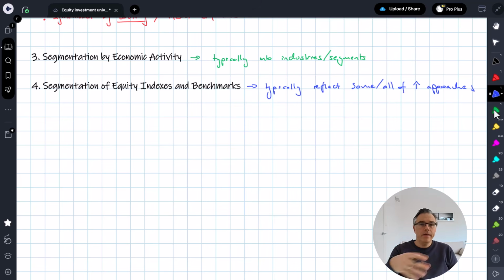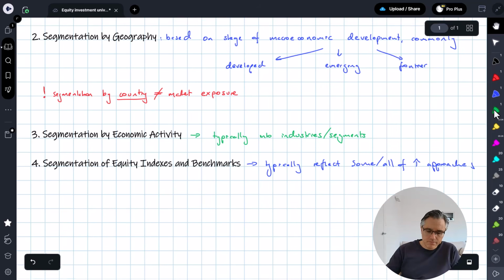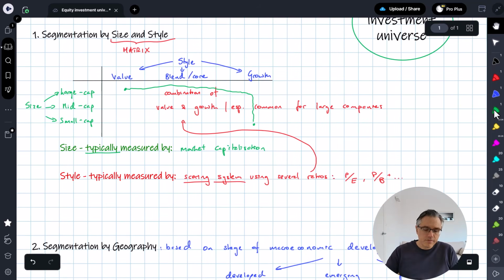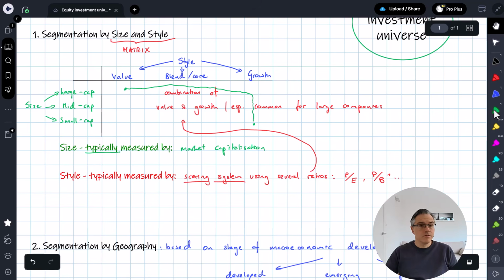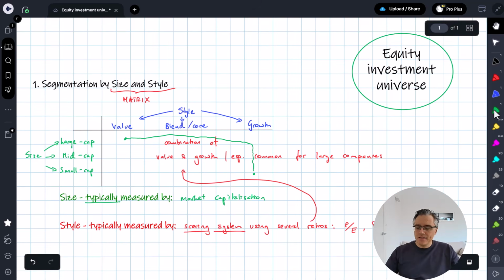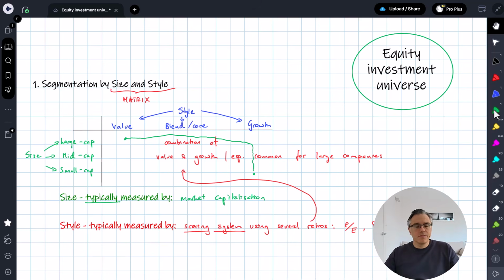That would be an index composed of companies that come from emerging markets, segmentation by geography. They are large cap, segmentation by size, and also growth companies, so an element of style there, right? That's just an example. Investment analysts can use benchmarks and indices to segment their portfolios and investment universe in a way that combines the different features.